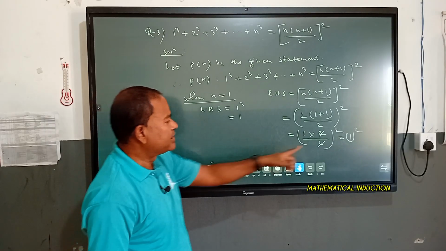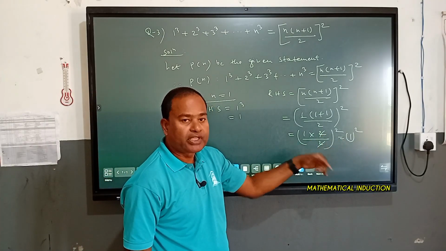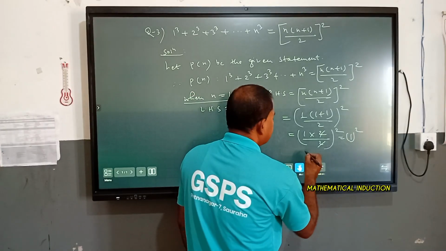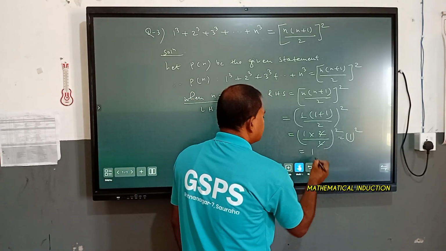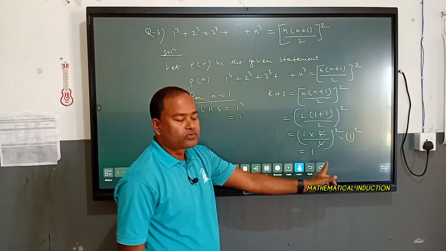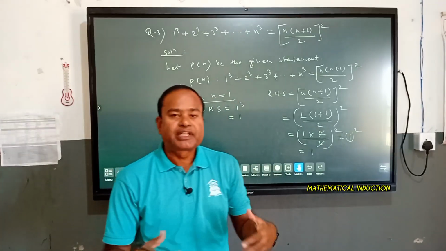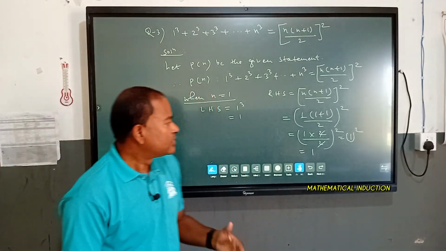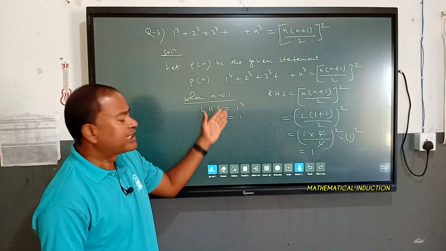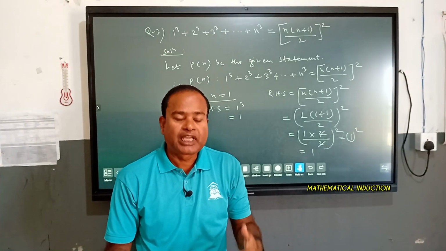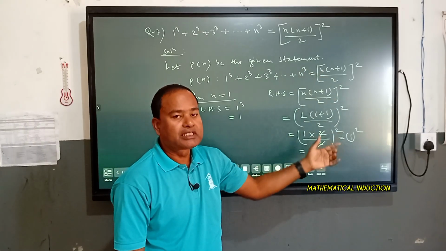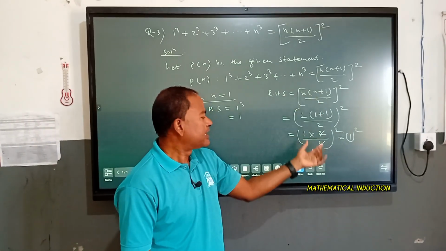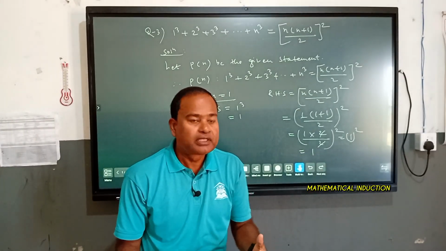That means we get 2 and 2, if we cancel then we get 1 square, which is equal to 1. 1 square means 1 times 1. So dear students, we see that when we take the value of n equals 1 and put it in the right hand side, we get the value of the right hand side equal to 1.